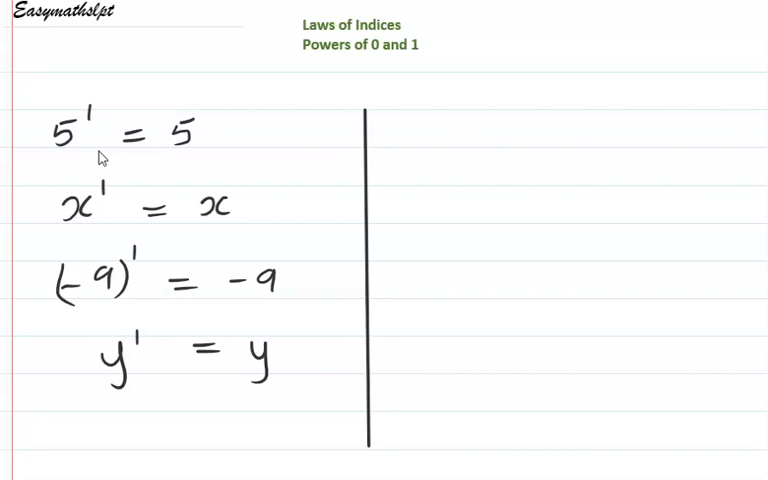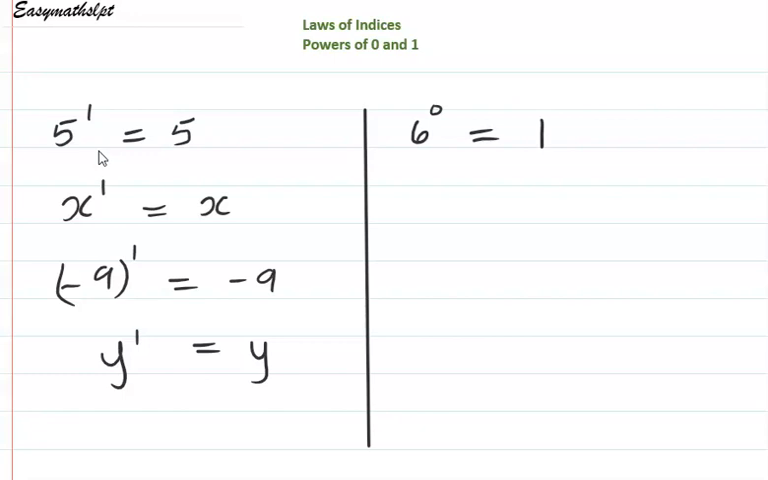Now notice when we simplified, we don't have a power above the numbers. So 5 to the power of 1 is simply 5. So we don't need to write the power of 1. Now let's look at the power of 0. Anything raised to the 0 power is 1. For example, 6 to the power of 0 is 1.